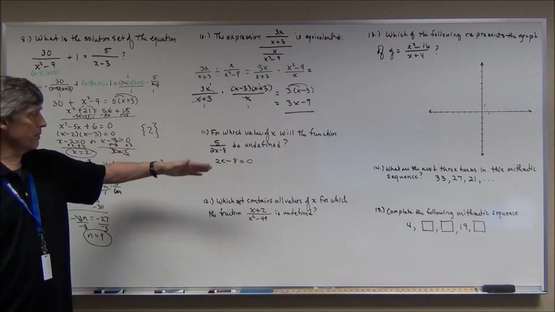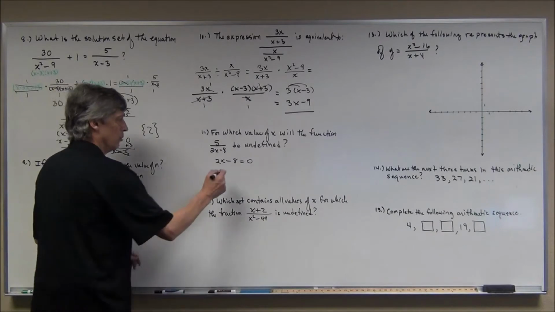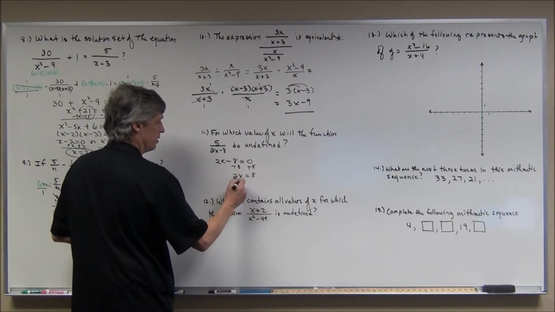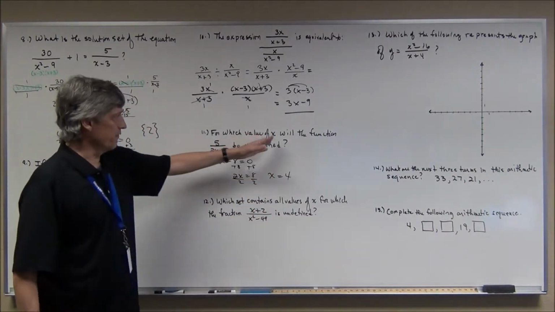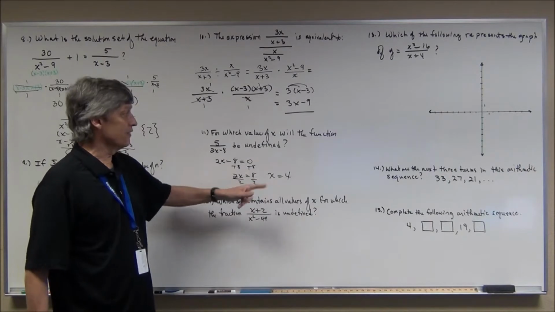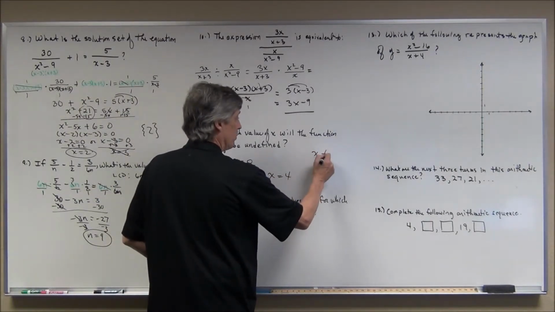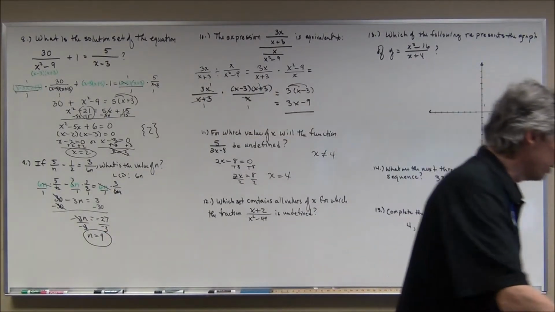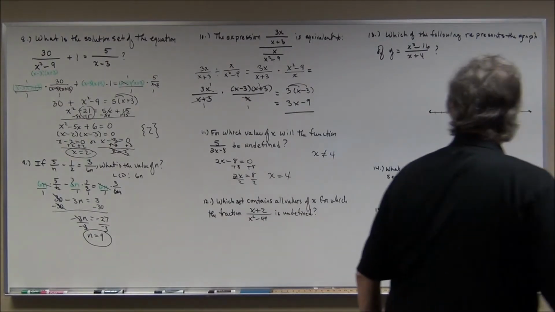That would be the value that would make it undefined, because that's the value that makes the denominator equal to 0. Well, add 8. I get 2x equals 8, divide by 2. I get x equals 4. Now, if they say find the value of x that makes it undefined, that's it. If they said state the restriction, then that would be where you would write that x cannot equal 4. I believe they just have the numbers, don't they? Let's see. Yeah, they just have the number. Okay.